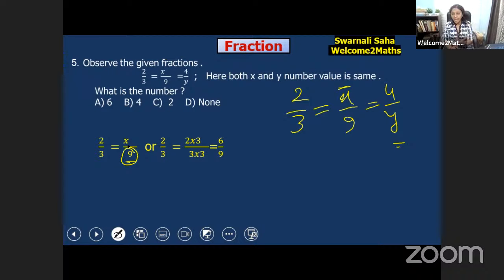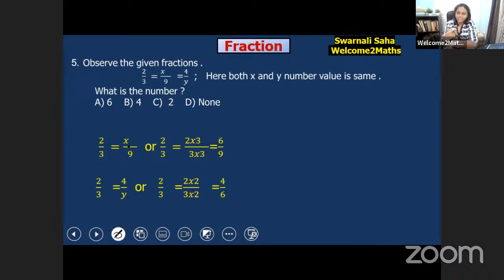So how can we get 9? Whenever we multiply 3 by 3, we get 9. So obviously we have to multiply 2 by 3, because it's an equivalent fraction. So it's 6 by 9. Okay, 2 into 3 and 3 into 3, so it's 6 by 9. Okay, fine.